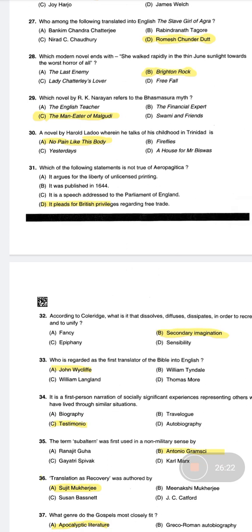Which of the following statements is not true of Areopagitica? So we have to read all the options. The right answer you all know. But I would like to tell you that Areopagitica is the work of John Milton. Areopagitica is among history's most influential philosophical defenses of the right to freedom of speech and expression. It is written by John Milton. Publication date 1644. Obviously it argues for the liberty of unlicensed printing. Published in 1644, it is a speech addressed to the Parliament of England, written by John Milton.